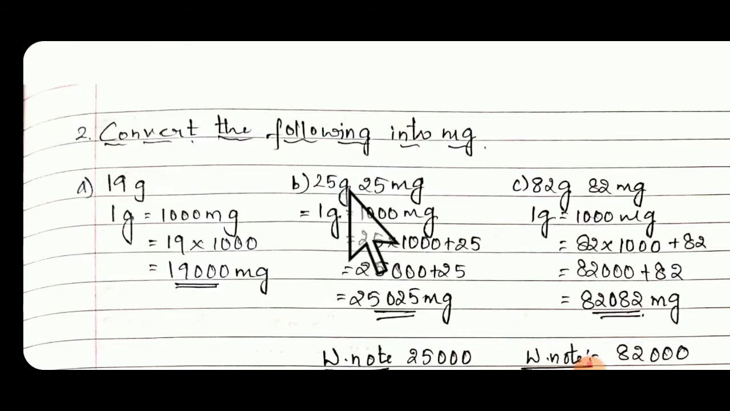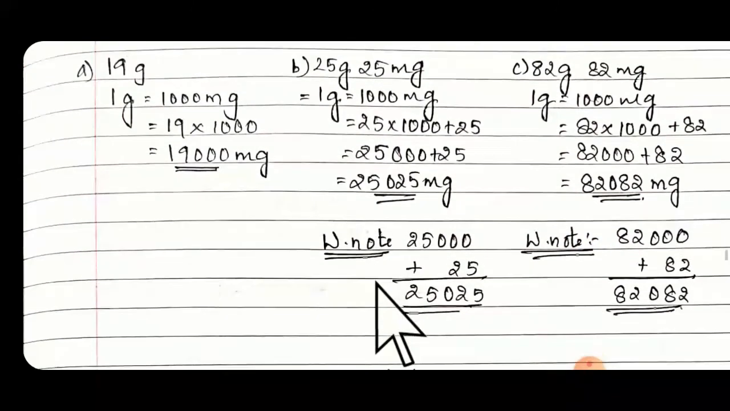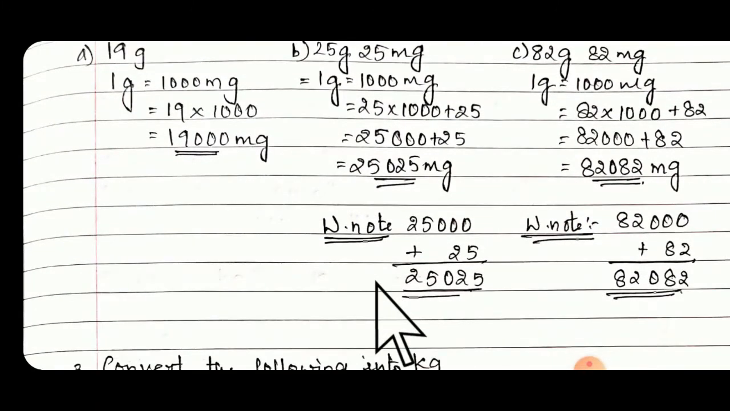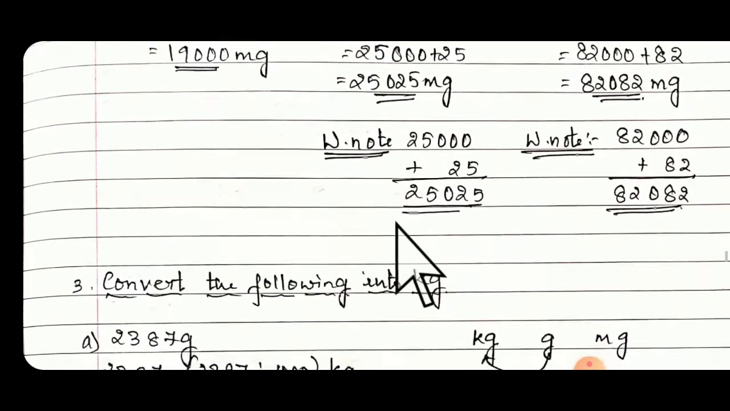Whereas B, 25 grams, then 25 milligrams. So 1 gram is equal to 1000 milligrams. So 25 gets multiplied by 1000 plus 25. 25,000 plus 25. Add it as done in the working note, you'll get the answer. Similarly, multiply by 1000 and then add.